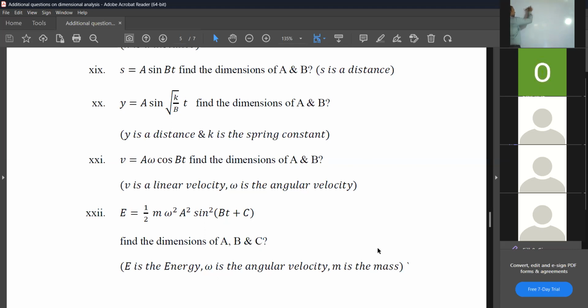The dimension of A is equal to L. The dimension of B is equal to T minus 1. The dimension of C is 1, no dimension. Those are the answers of dimensional analysis. Either you can use this one or you can use the inverse method to determine the units of A, B, C.